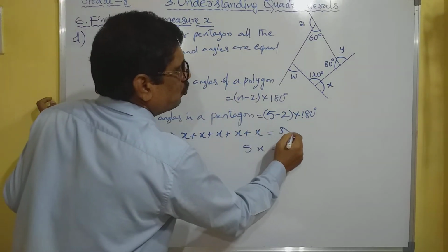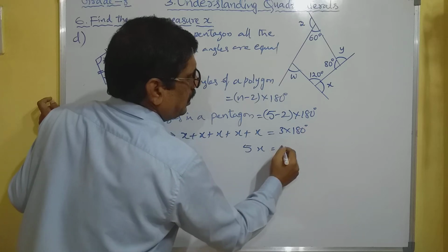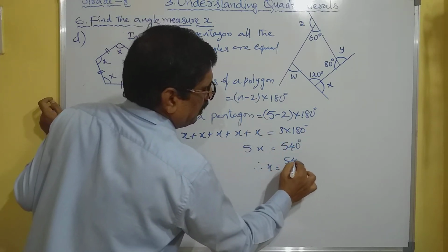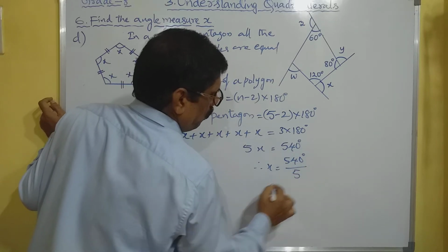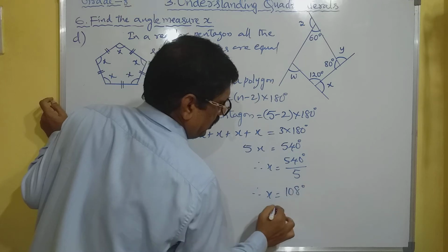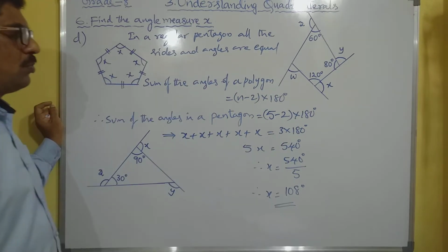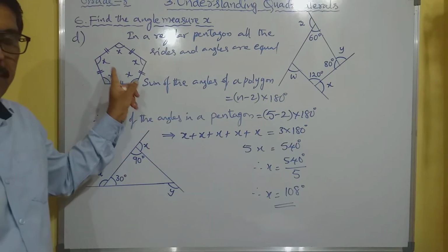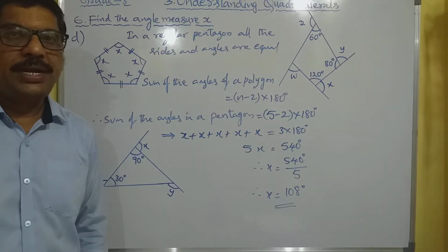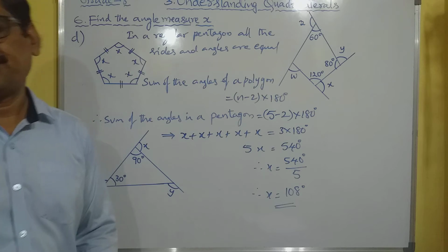So 5 minus 2 is 3. 3 into 180 is 540. Therefore, x is equal to 540 by 5. Therefore, x is equal to 108 degrees. So, the value of x, which means each angle of a regular pentagon, is 108 degrees. Okay.